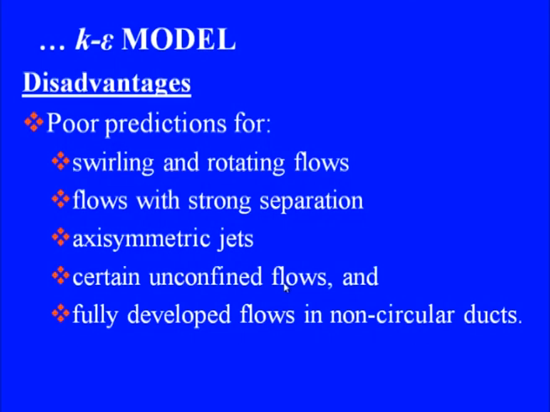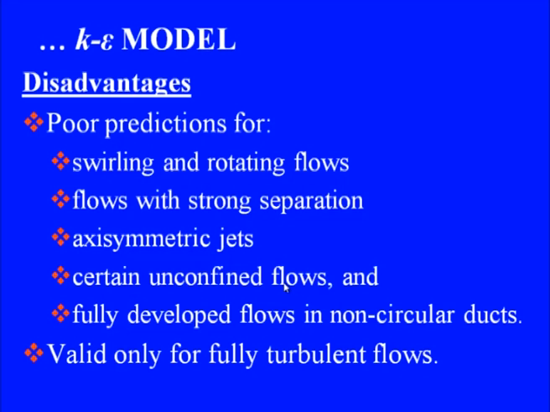Further, this model is valid only for fully turbulent flows. If you have low Reynolds number flows, we have to use special versions of the k epsilon model to cater for flows which might be just turning into laminar flows, or transitional flows and a mix of turbulent flows. For that, we have to use low RE versions of the k epsilon model. For details, please have a look at the book by Versteeg and Malalasekera on computational fluid dynamics.